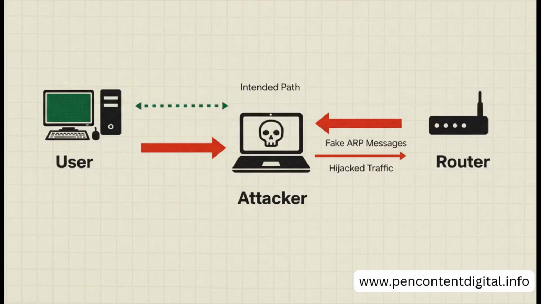It's actually pretty sneaky. They lie. An attacker can just start shouting fake ARP messages across the network, basically saying, hey everyone, I'm the router now. This trick is called ARP spoofing, and it forces all the traffic to go through their machine first. This lets them read, intercept, and mess with everything. They become a person in the middle, and that is very, very bad.